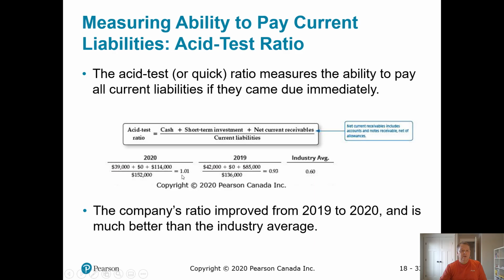And you can see in 2020, the number is yes, they could do it. 2019, they couldn't. They were a little tougher, and they appear to be way better than the industry average, which is only 0.6. So they've done well, and so we would be pretty happy with this company, relatively speaking.